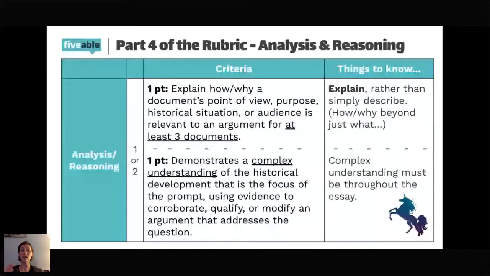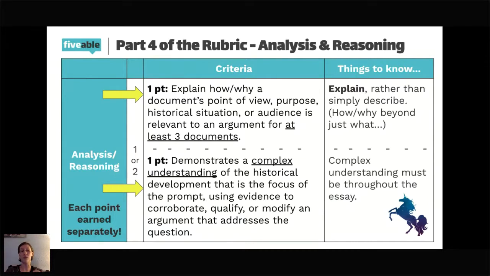But the points are earned separately from each other. So each of the points that I'm going to talk about right here is independent. You don't have to do one in order to do the other. Although if you do the first one, it sets you up in a better situation for the second point, I think.